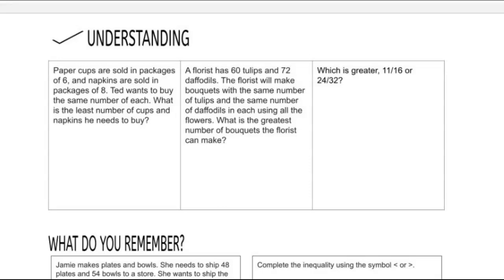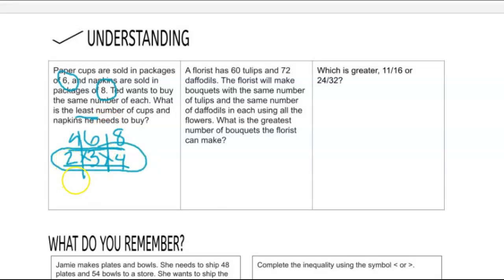This first one: paper cups are sold in packages of 6. Napkins are sold in packages of 8. Ted wants to buy the same number of each. What is the least number of cups and napkins he needs to buy? So we're setting up with 6 and 8. The only number that can go into 6 and 8 is 2. 2 times 3 is 6. 2 times 4 is 8. And we are going to multiply these all together so we can figure out what amount they need to get. 2 times 3 is 6. 6 times 4 is 24. So he needs to buy at least 24.